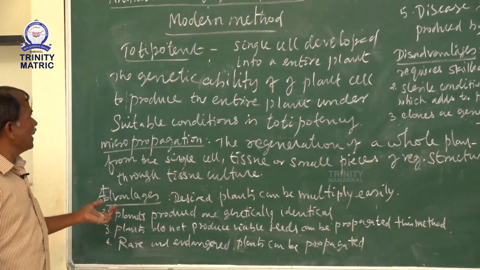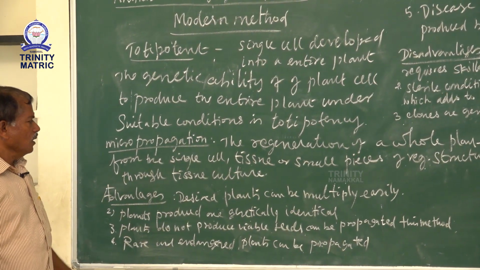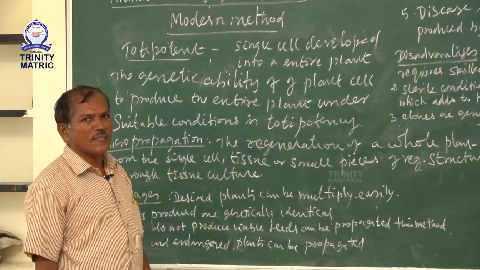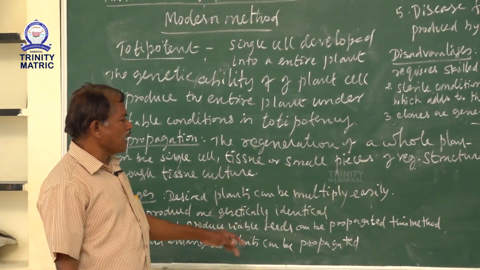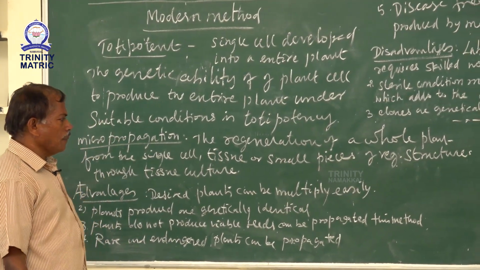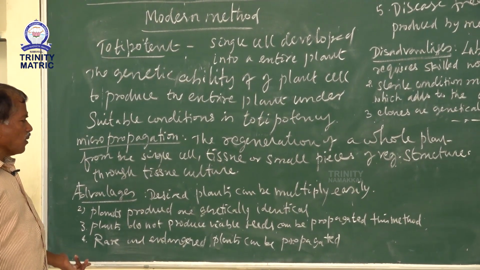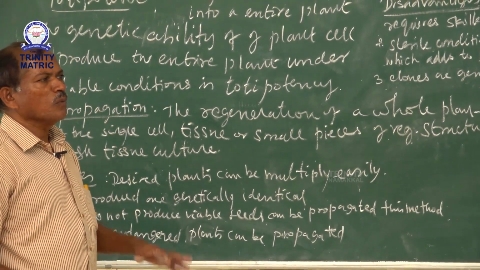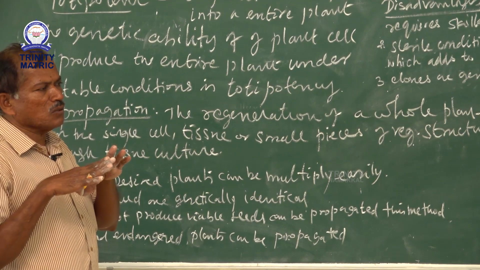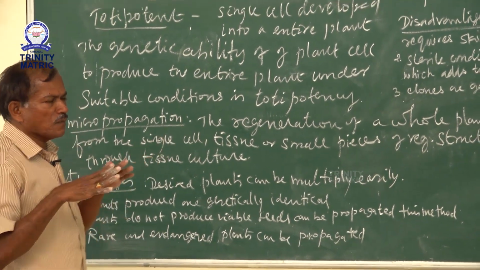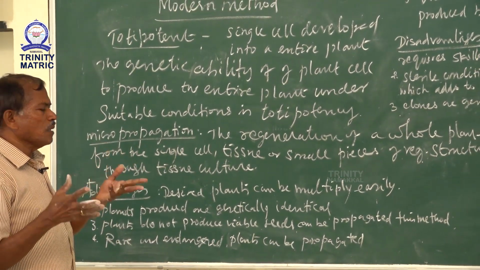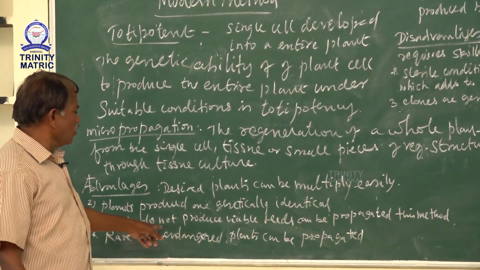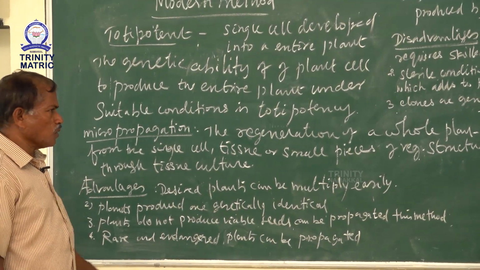So what are the advantages of the modern method? The desired plant can be multiplied rapidly and easily. Plants produced are genetically identical. So all the plants are mostly the same size, and fruits, flowers and vegetables are produced from this technique. Those plants do not produce viable seeds.